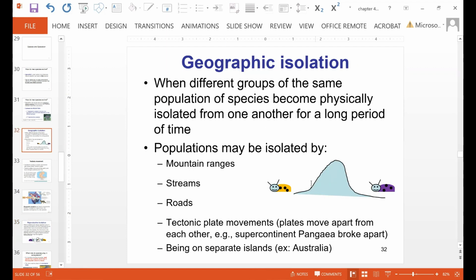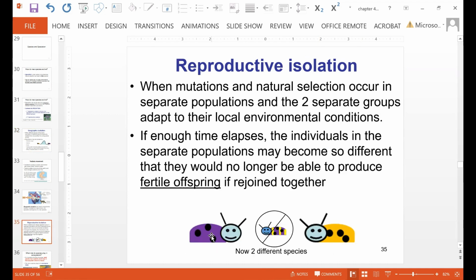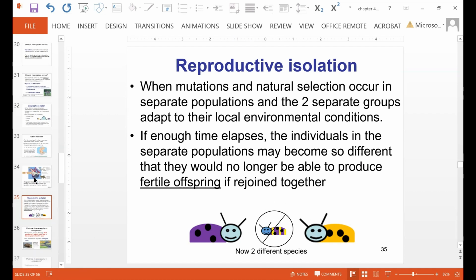So if we just go back, here are these little bugs. They are geographically isolated by this mountain, or in their case, this could just be a hill because they're so small. And then enough time has elapsed, they are unable to mate with each other and have offspring. So no babies for these little buggies.